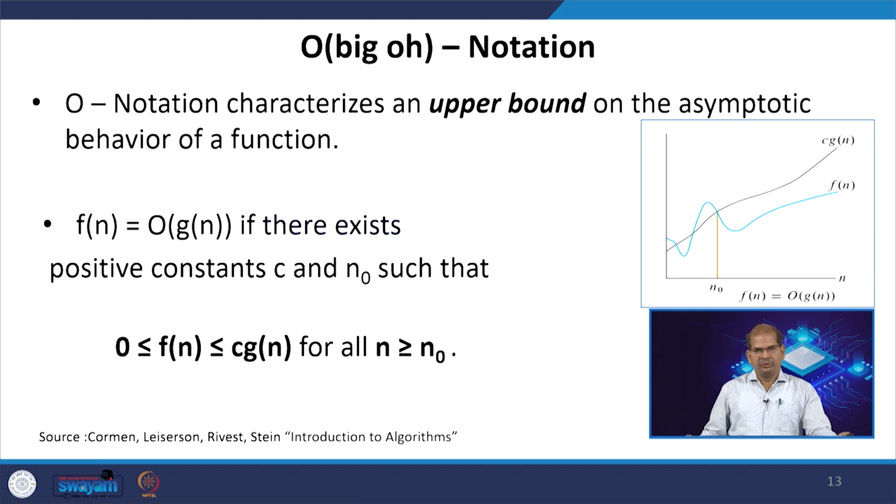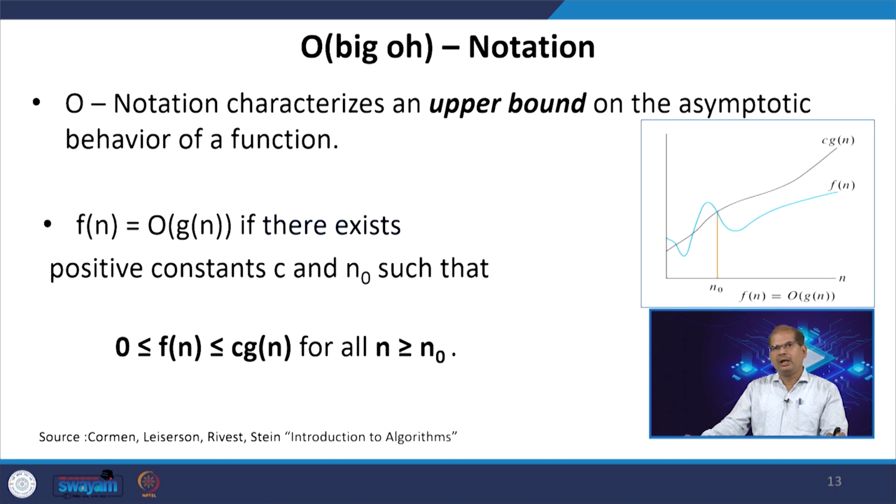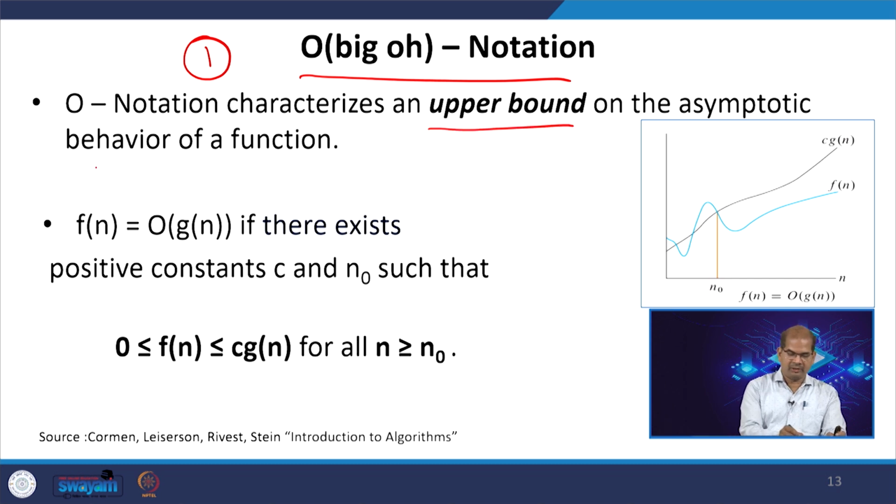So, we will discuss this asymptotic analysis in detail in this lecture. We have 3 different types of asymptotic analysis, and we will discuss one at a time. The first one is the big O notation, which tells about the upper bound on the asymptotic behavior of the function. The big O denotes the upper bound.